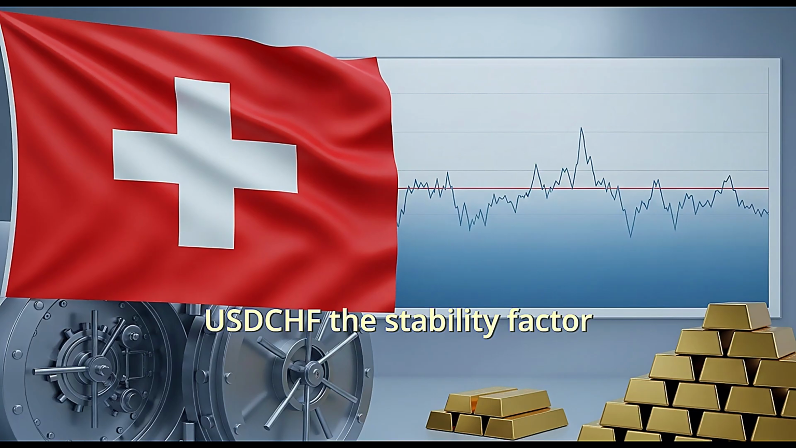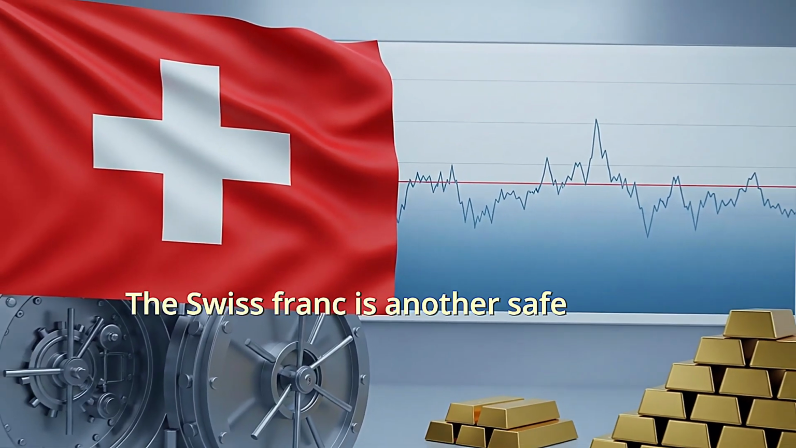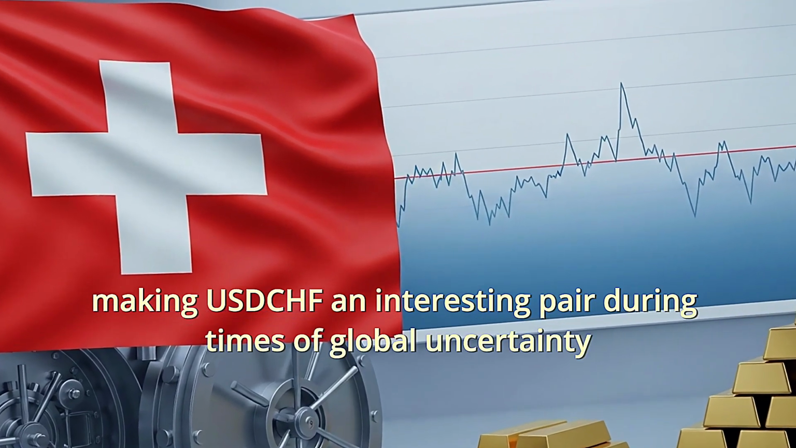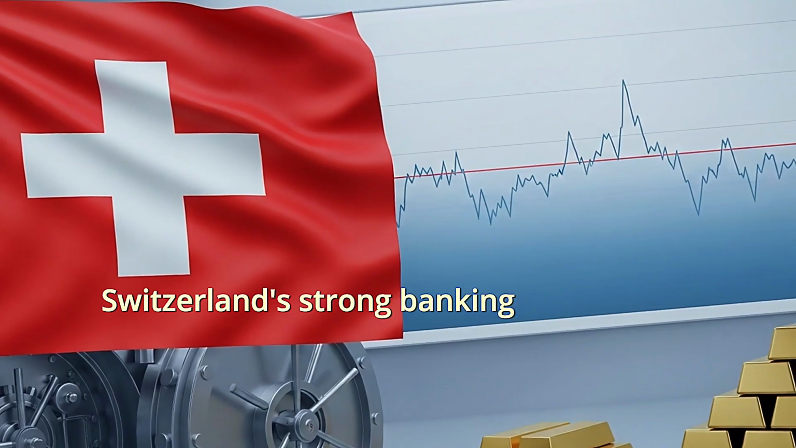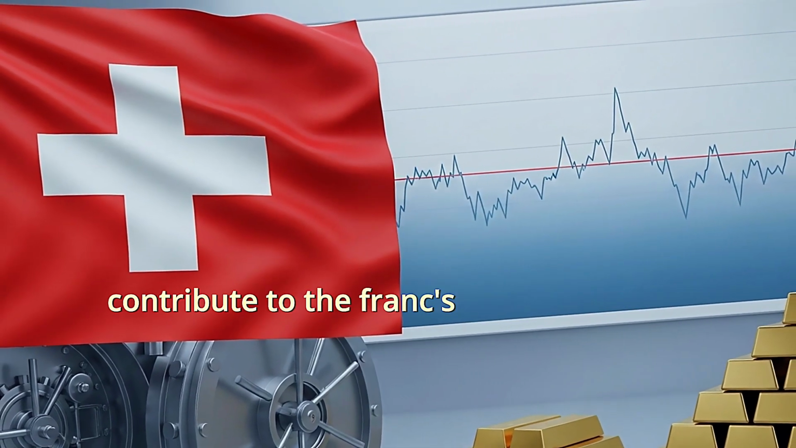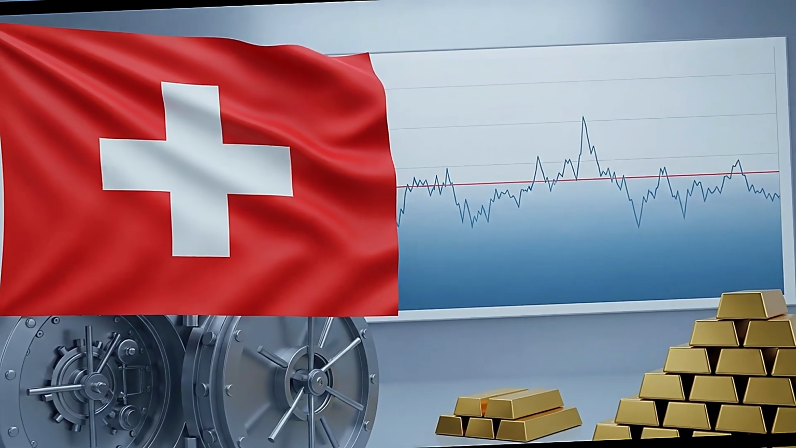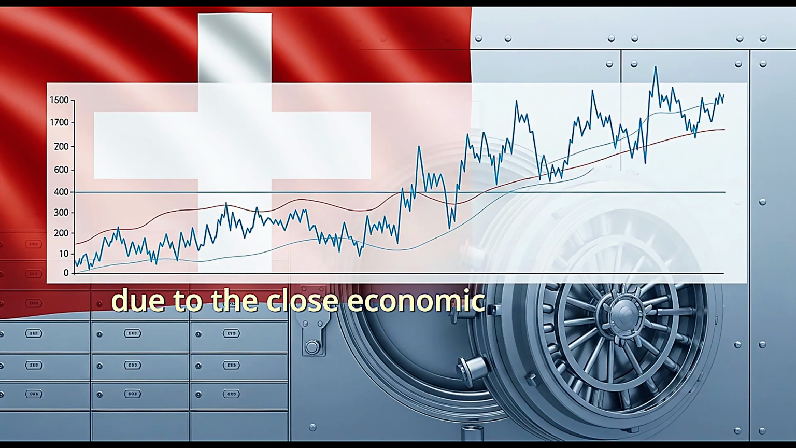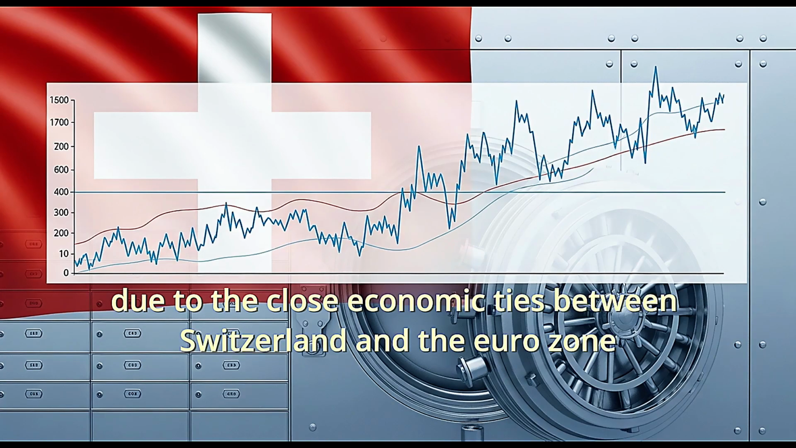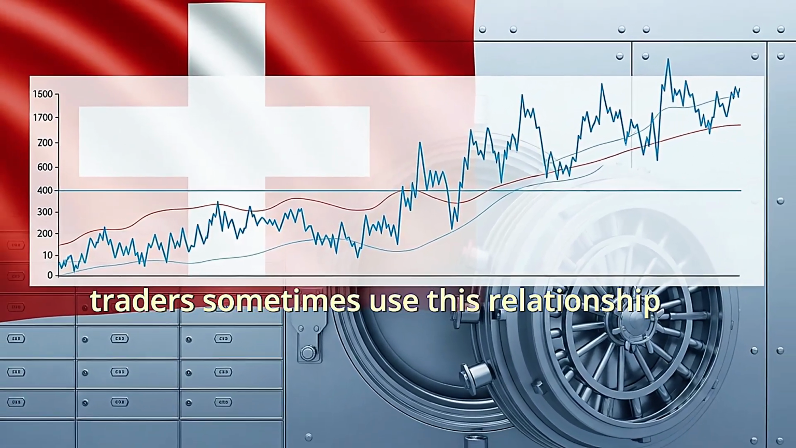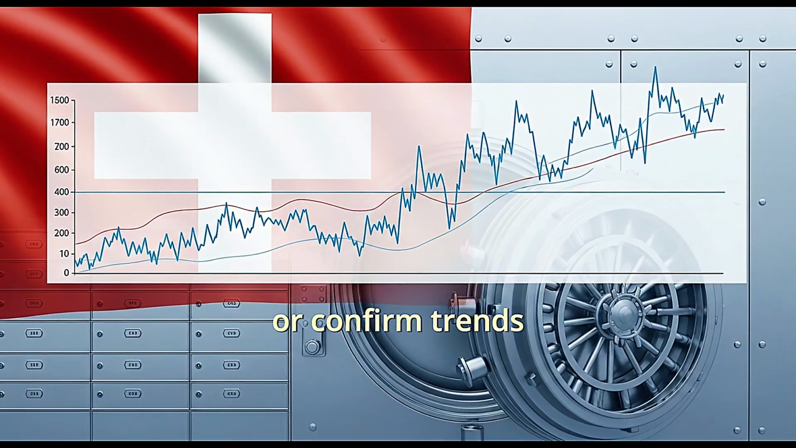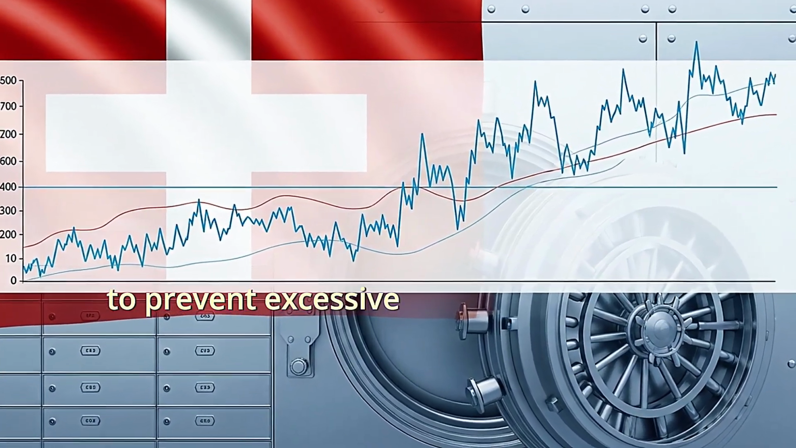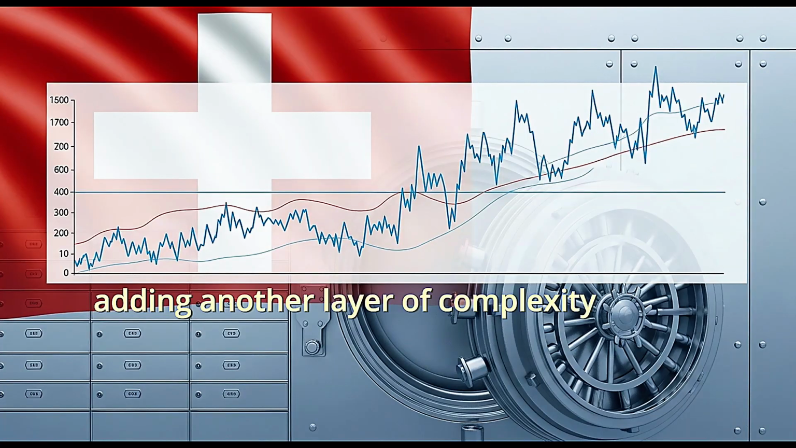USD/CHF, the stability factor. The Swiss franc is another safe haven currency, making USD/CHF an interesting pair during times of global uncertainty. Switzerland's strong banking system and political neutrality contribute to the franc's reputation as a stable currency. USD/CHF often moves inversely to Euro/USD due to the close economic ties between Switzerland and the Eurozone. Traders sometimes use this relationship to hedge positions or confirm trends. The Swiss National Bank occasionally intervenes in the currency market to prevent excessive appreciation of the franc, adding another layer of complexity to this pair.